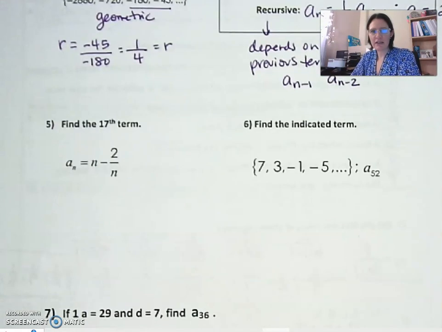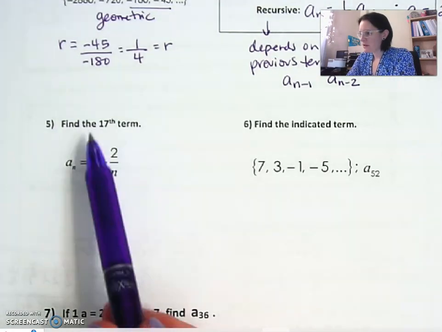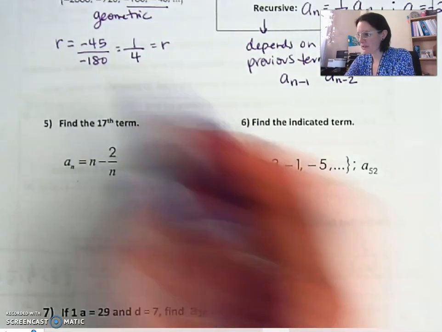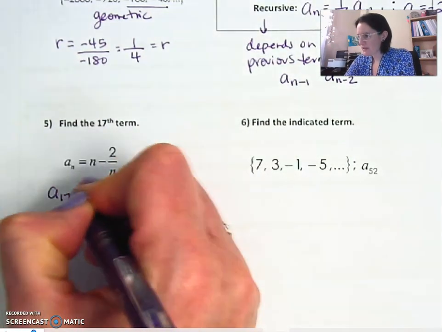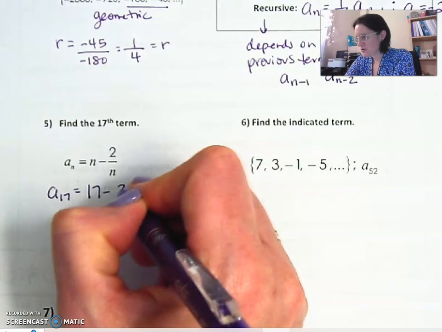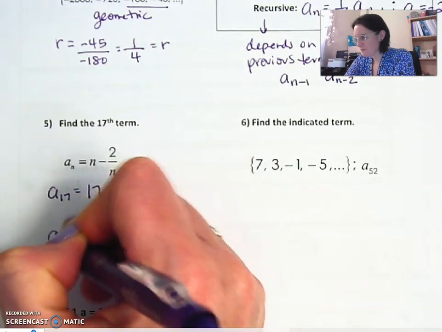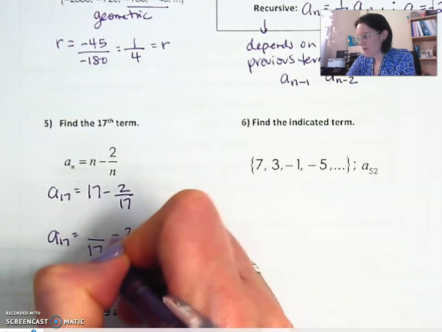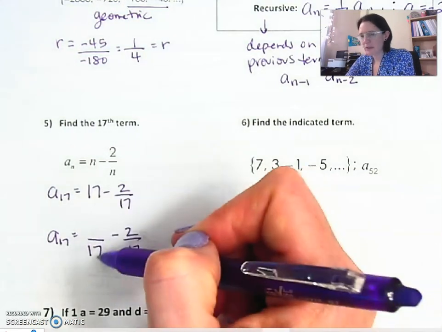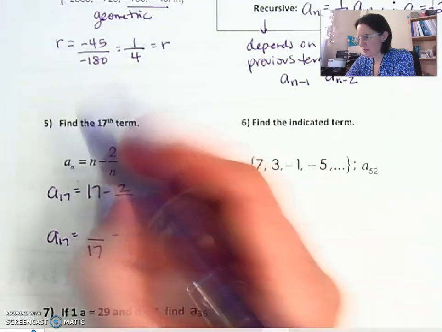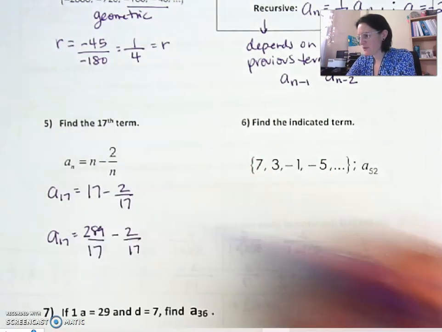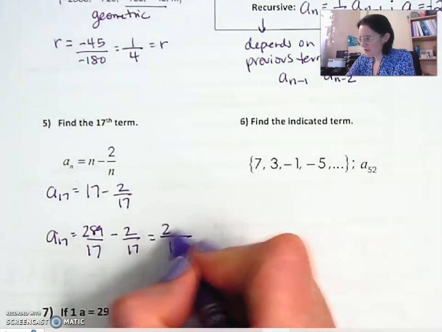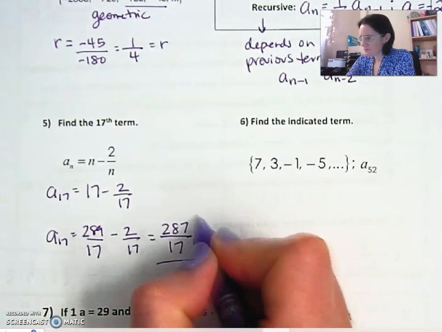For number 5 right here, we have this formula. We're being asked to find the 17th term, so we'll just plug in 17. So A sub 17 equals 17 minus 2 over 17. We'll make a common denominator of 17. So rewriting this with a denominator of 17 means multiplying the top by 17, which is 289. Math in the numerators gives me 287.